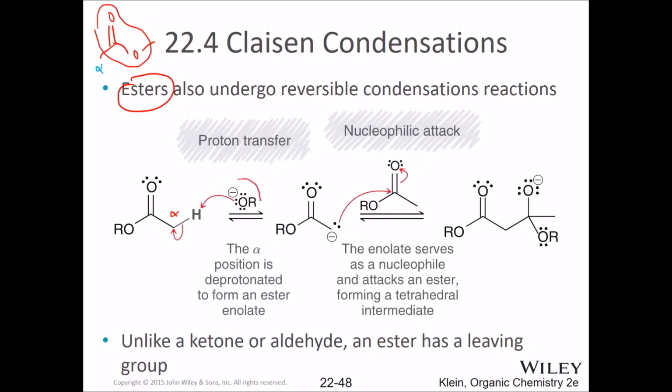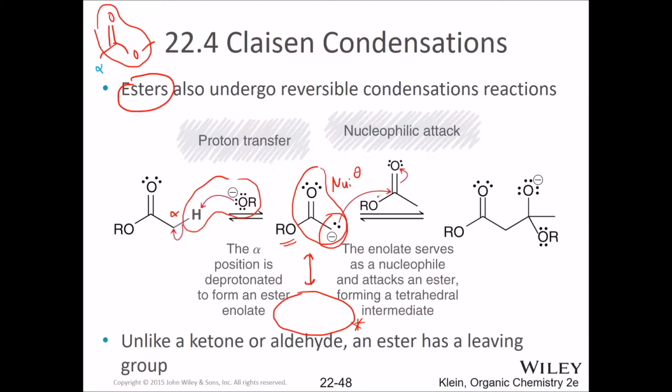You deprotonate it, proton transfer, bam, and you get your enolate, which looks like an enolate, right? Except we've got this thing over here that's different. That's the only difference right there. This is resonance stabilized with another structure, which you have to put when you're drawing the mechanisms. Big deal, really matters. Now we've got our nucleophile, right?